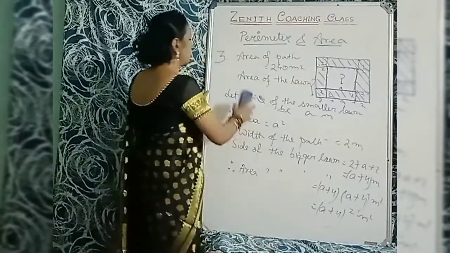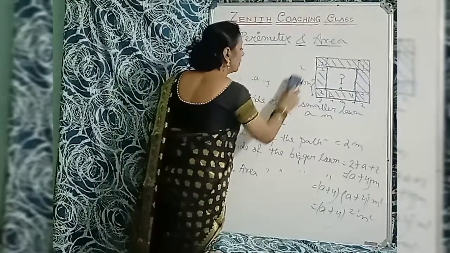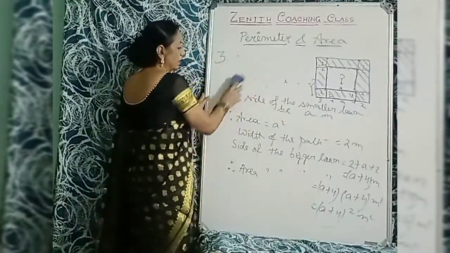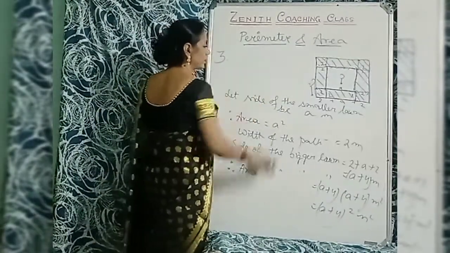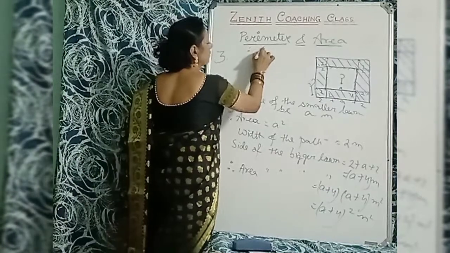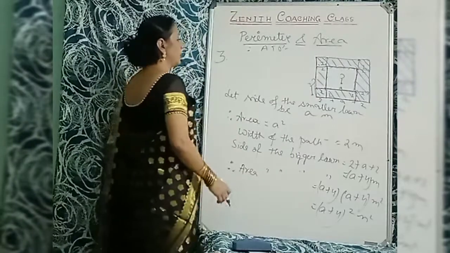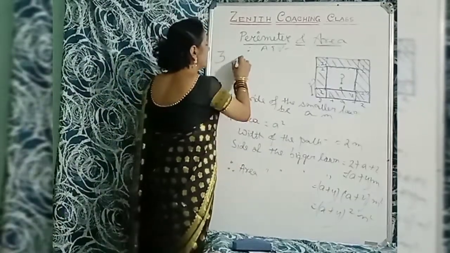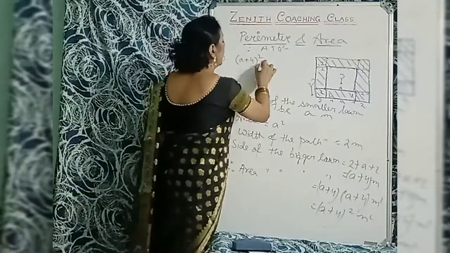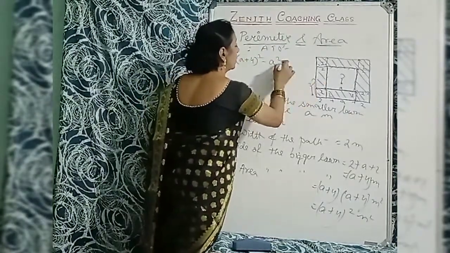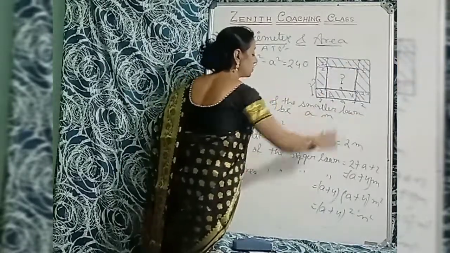So you have to write here. I am erasing it, but not completely. If you want to copy, you can copy it. So according to the problem, a plus 4 whole square, that is the area of the bigger lawn, minus a square, that is the area of the smaller lawn, equals 240, because the area of the path is 240.